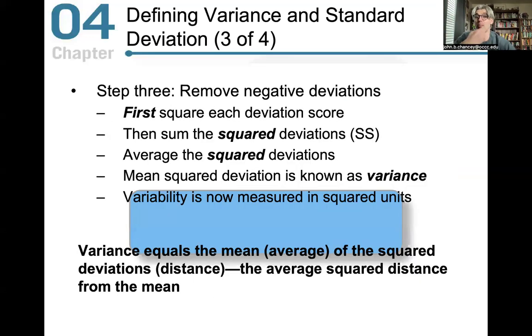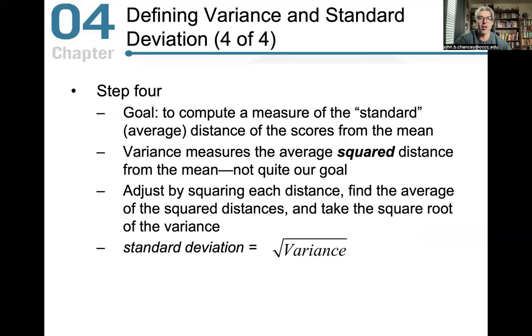So what we can do is remove those negative deviations by squaring. So we're going back to that equation on variance. We're going to sum the squared deviations, the sum of squares, and then average the squared deviations. And we're basically calculating variance. We are calculating variance first. Variability is now measured in squared units. So it's the average of the squared deviations, the average squared distance from the mean.